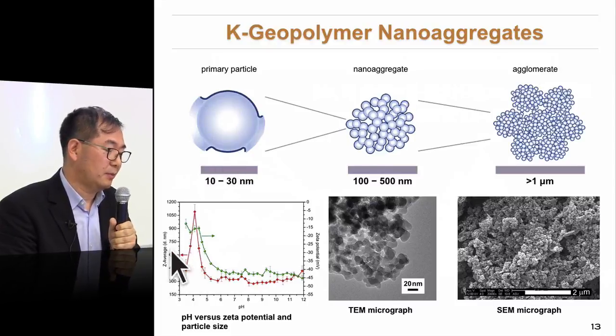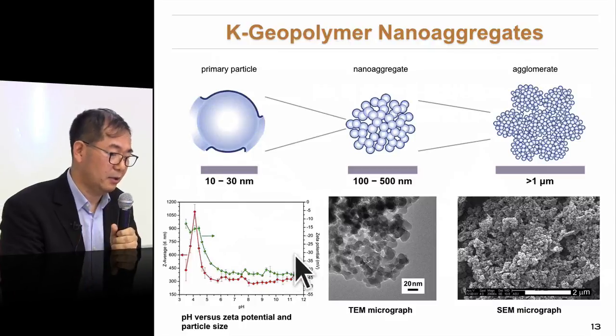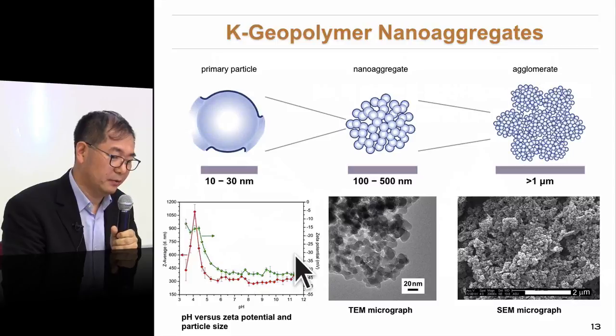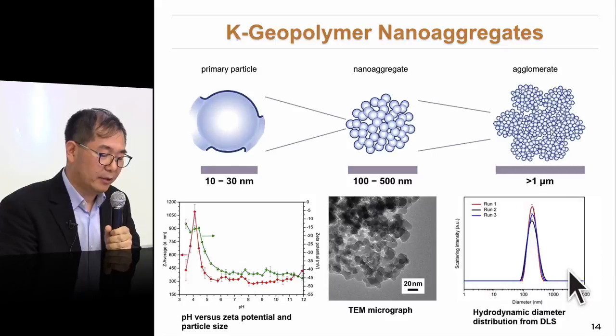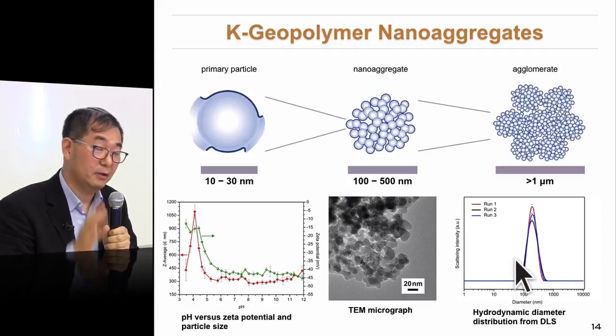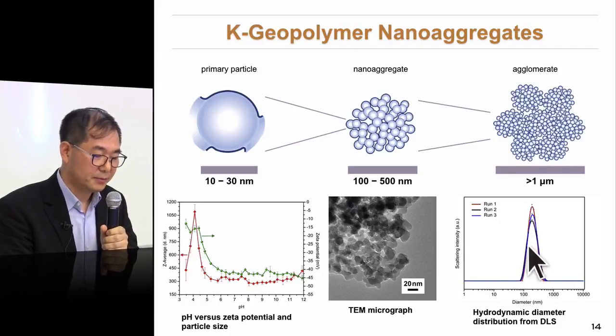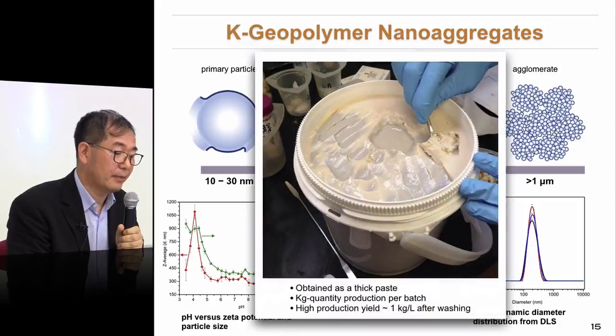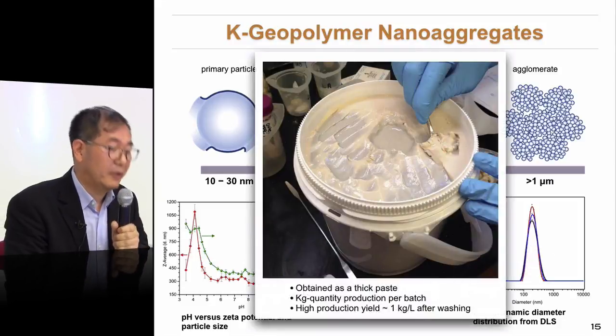This one shows the zeta potential. What it means is that at this pH condition, the surface is highly negatively charged, so it can be stabilized in water. That's actually desirable for lots of applications in processing. And when we looked at the particle size distribution using dynamic light scattering measurement, we see the particle size distribution is from 100 to 500 nanometers, and it's actually fairly stable. Again, we can make it a lot and very easily.